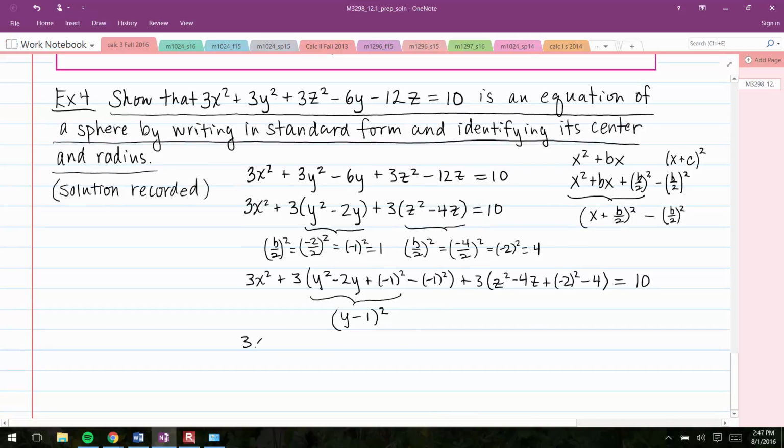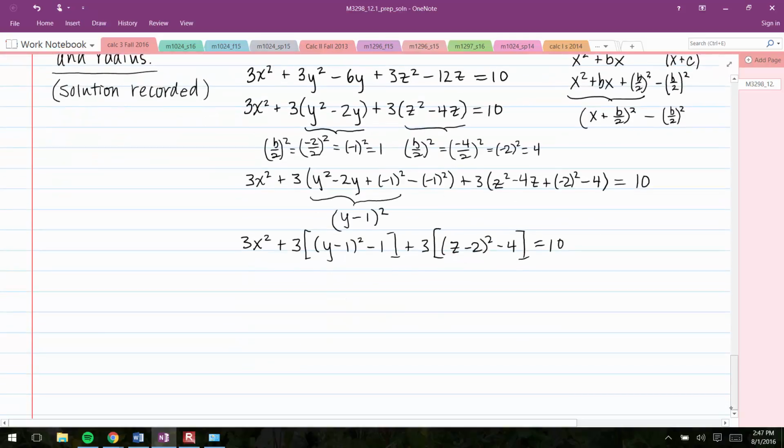Okay, now doing it, 3x squared plus 3, I'm going to use some square brackets. Then we have another set of parentheses, y minus 1 squared, and then that quantity minus 1 in the parentheses. Next one, plus 3, completing this square with a z. Oops, I'm going to use my square brackets, be legit. And we have z minus 2, that quantity squared, then minus 4 in the square brackets equals 10. We're getting there, trust me.